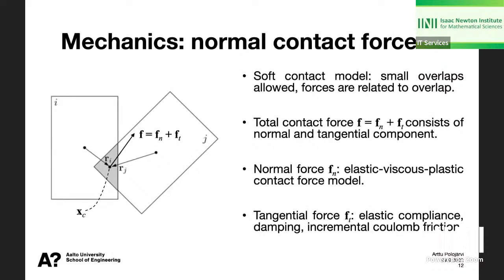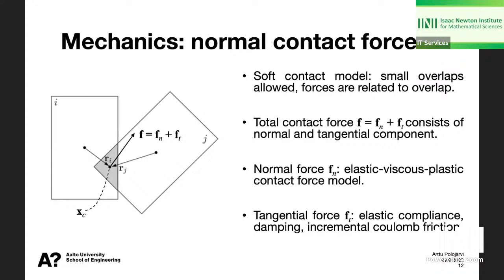Once our ice sheets fail, then we have to start to deal with contacts. And how we deal with contacts is a very, very standard thing for the discrete element method. We allow small overlaps, and we calculate our contact forces based on those overlaps. A couple of things to understand here: our load, how it's calculated, has a normal component and a tangential component.